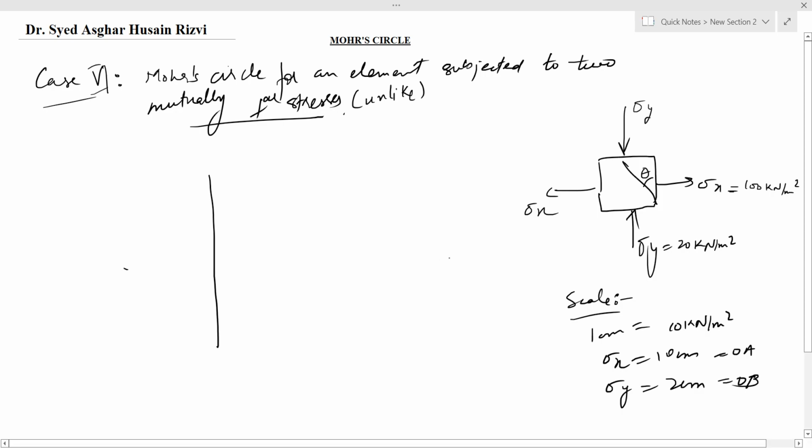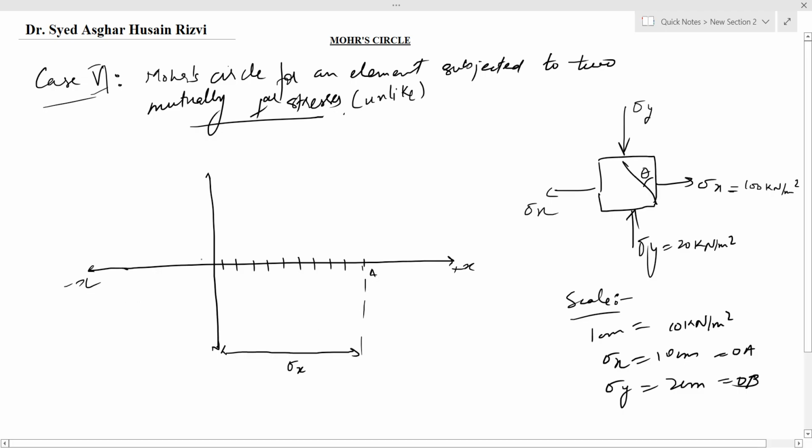Since one stress is tensile and the other is compressive, the tensile one will be represented on the positive x-axis and the compressive one on the negative x-axis. 1, 2, 3, 4, 5, 6, 7, 8, 9, 10. At 10 centimeter we will mark point A and it will represent sigma x, and at -2 we will mark point B and it will represent sigma y from the origin.